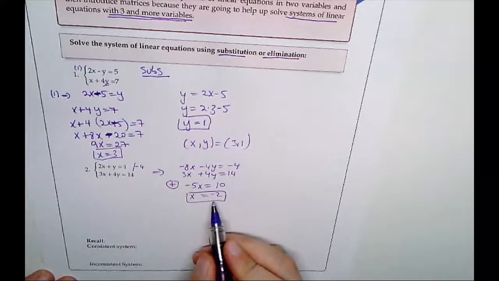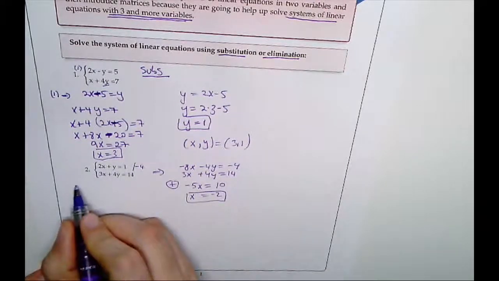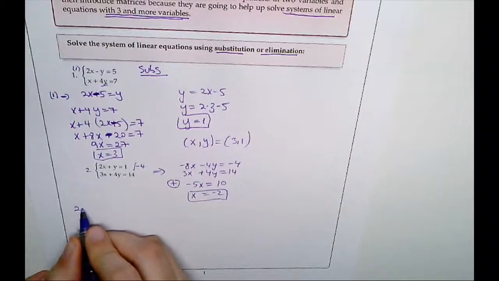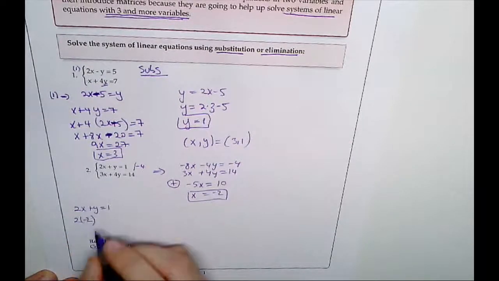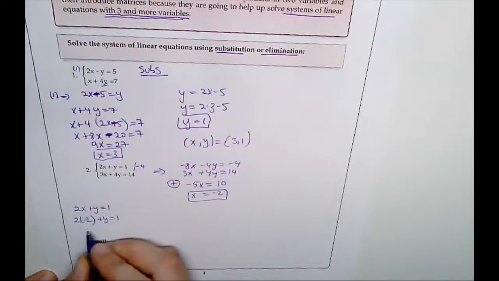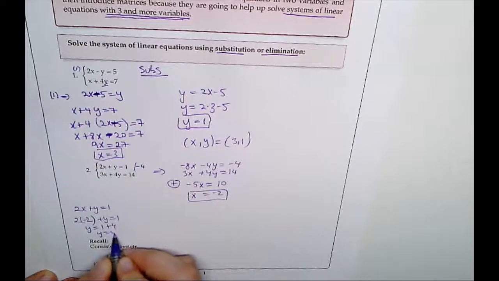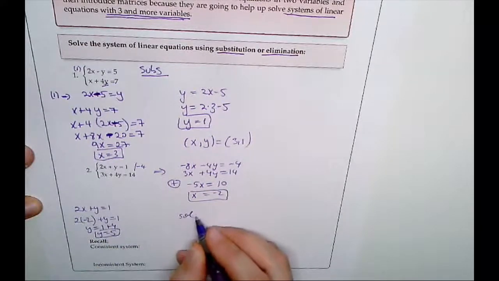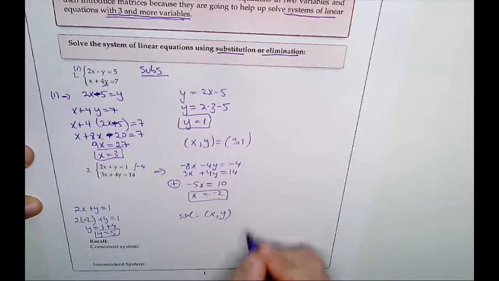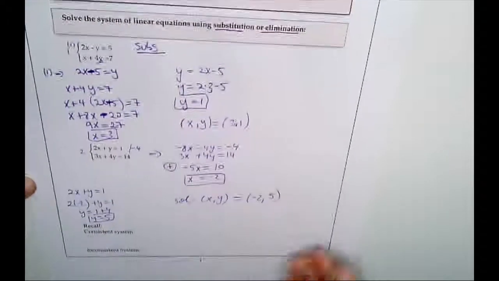Once I have x, I can go into one of the equations. For example, I'll go into the first one: 2 times x plus y equals 1, but I found that x is negative 2. So this gives me that y equals 1 plus 4, y equals 5. So my solution is x equals negative 2 and y equals 5.